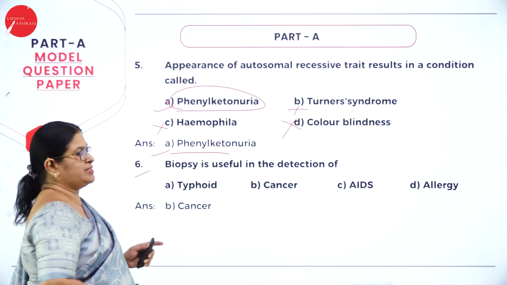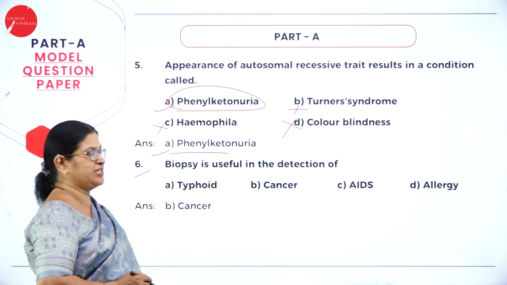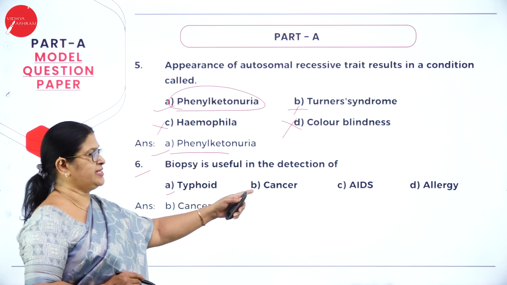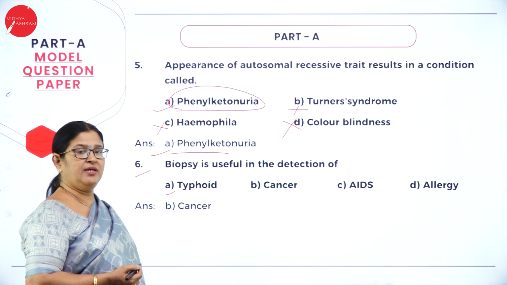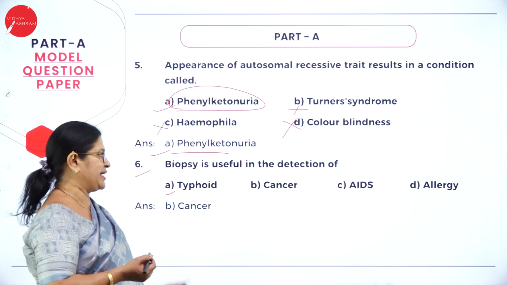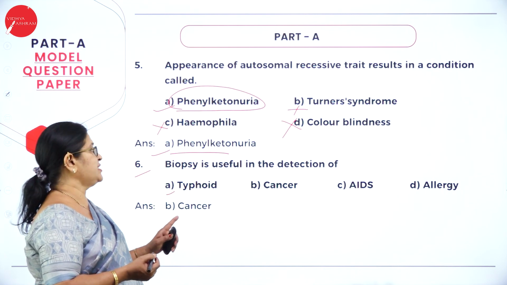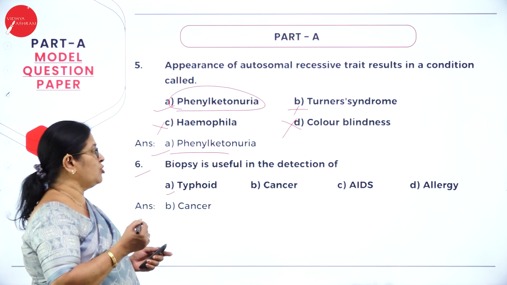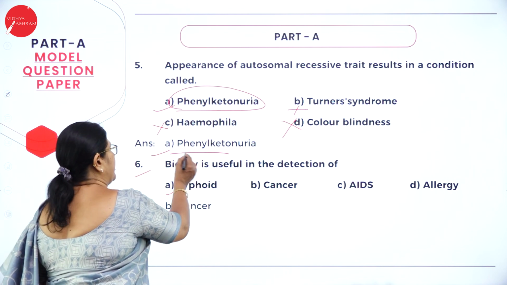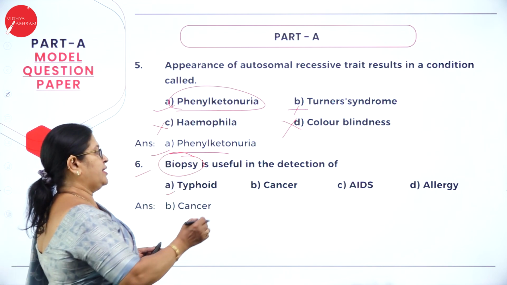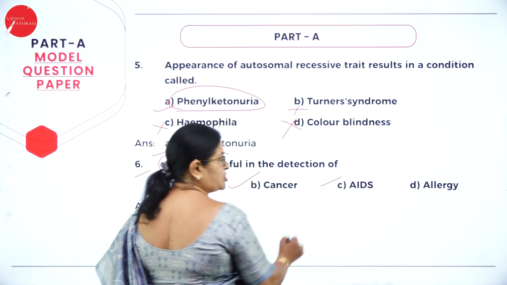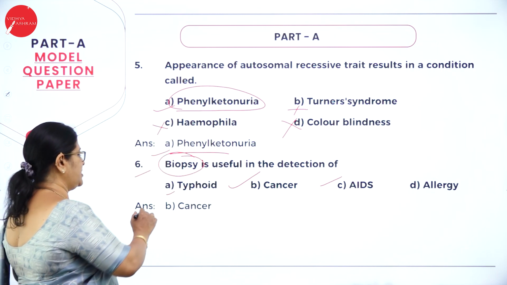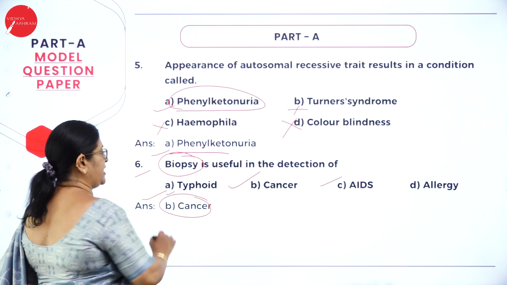Next, question number 6. Biopsy is useful in the detection of A, typhoid, B, cancer, C, AIDS, D, allergy. Typhoid is caused by Salmonella typhi bacteria. It's a bacterial disease. Cancer, actually it is a disease where the exact reason is not known, and the only way to detect cancer is through biopsy. So cancer is the right answer. AIDS, caused by HIV virus. Allergy, there are many reasons for allergy. So the answer B is the right answer.